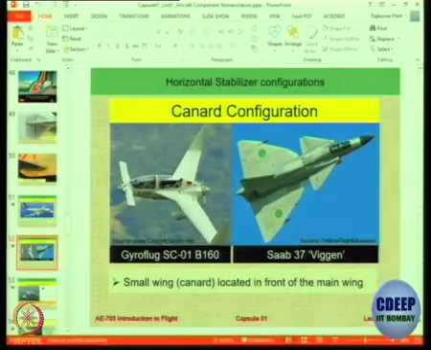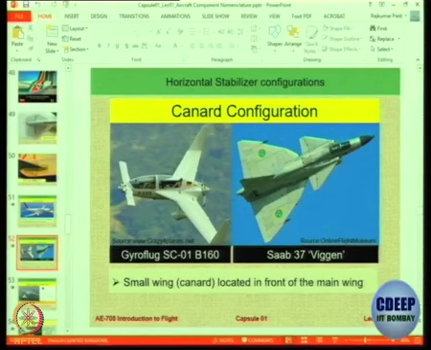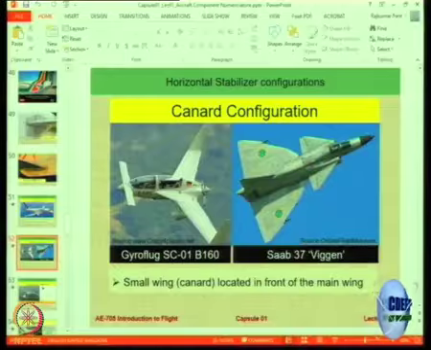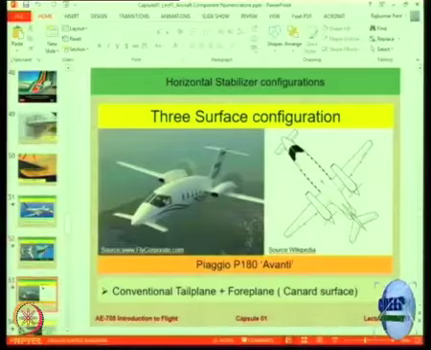In fact, there are three types of canards. There is a close coupled canard, there is a lifting canard, and then there is also a control canard. So you have to tell me what the differences are and how they are.